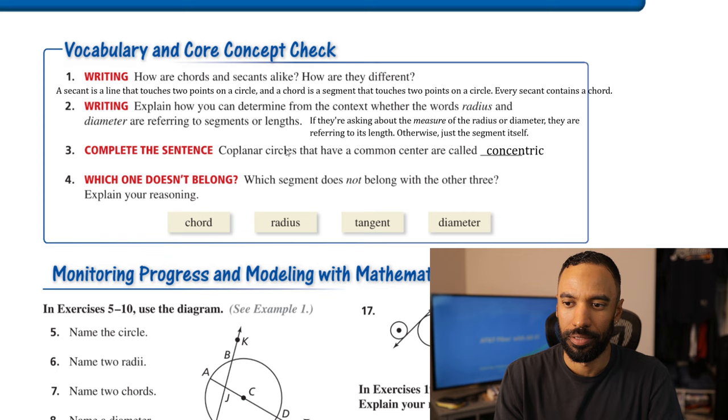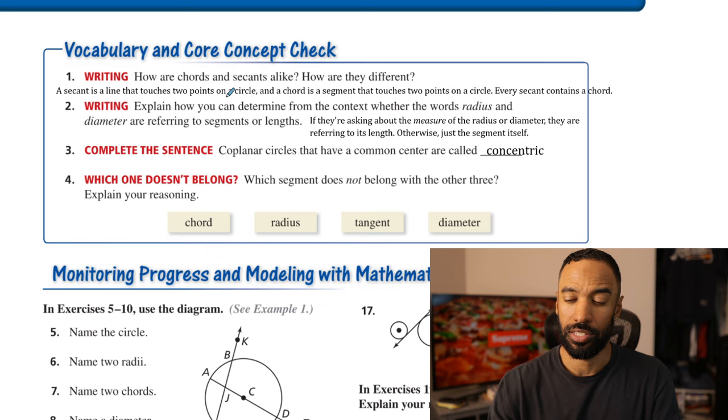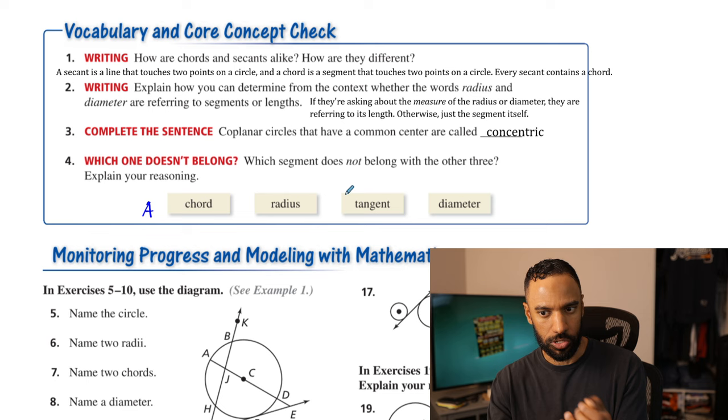Number four, which one doesn't belong? Which segment does not belong with the other three? Explain your reasoning. Well, let's say chord is A. Chord is something that's inside the circle. It doesn't necessarily go through the center. Radius is something inside the circle. Tangent is something outside the circle. I think that's the one that's different.